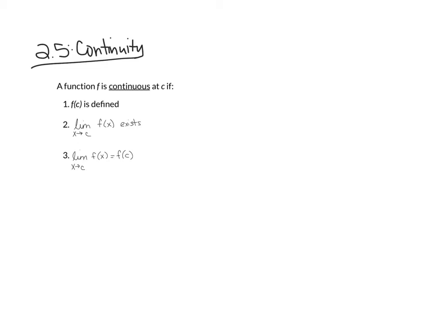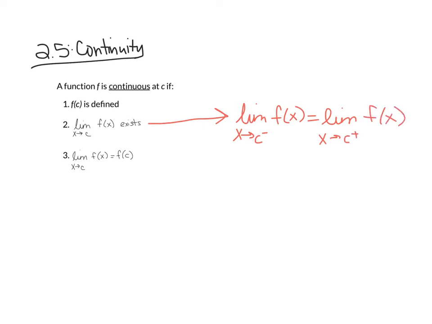By the way, if you recall from previous sections, in order to show that the limit at that point exists, it must also be true that the left-hand limit and the right-hand limit are equal. So if I ask you to show that something is continuous, you need to prove that all of these three things happen. For the second one, make sure that you also show that the left and right hand limits are equal. So this involves quite a few steps.